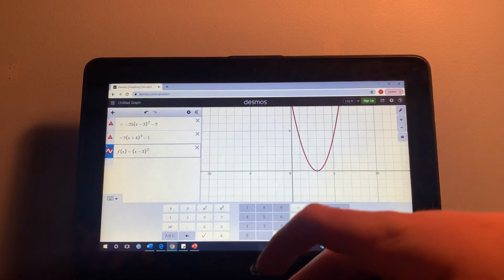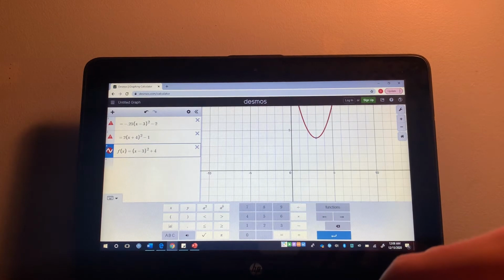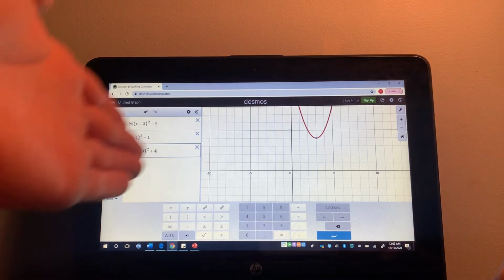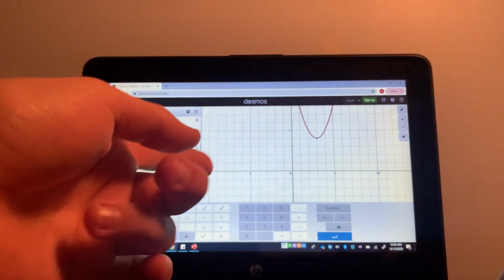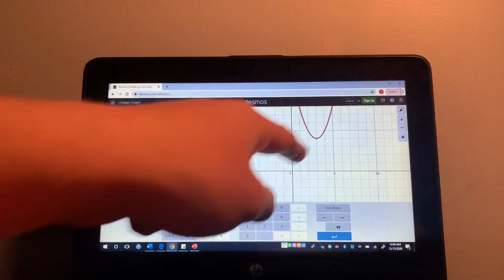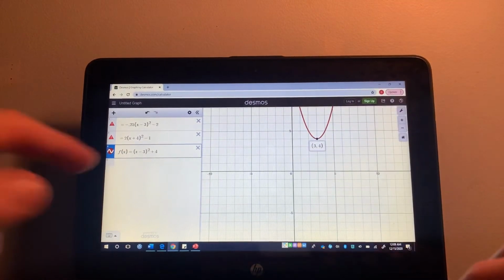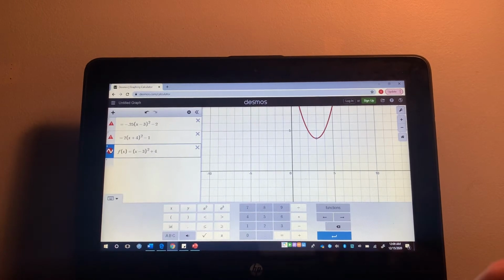Now, let's say we do plus 4. This is all you need to know to find the vertex. You see it's x minus 3, so you know it goes over to the right 3 from the point of origin. And you see the plus 4, so it must be 3, 4, which is exactly what that is, 3, 4. Now, the trickiest part is the a value.